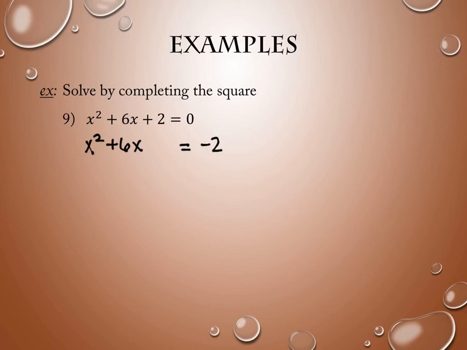What's next? Right, it's taking this value, dividing by 2, and squaring. So what is 6 divided by 2 squared? It's 9. Now what? Oh, good job. I thought you might forget to. We got to add 9 to the other side as well. Yes, we do.